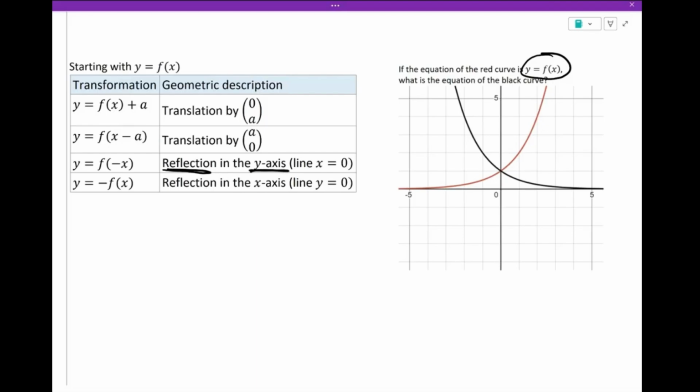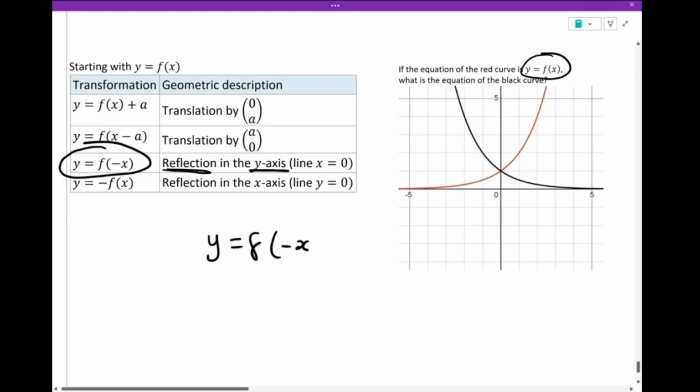The initial function is y equals f of x. So our final answer is going to be simply what is written here. It's going to be y equals f of negative x, like that.